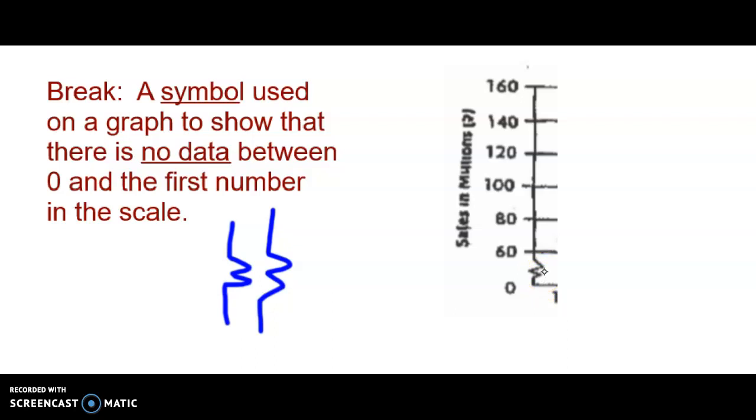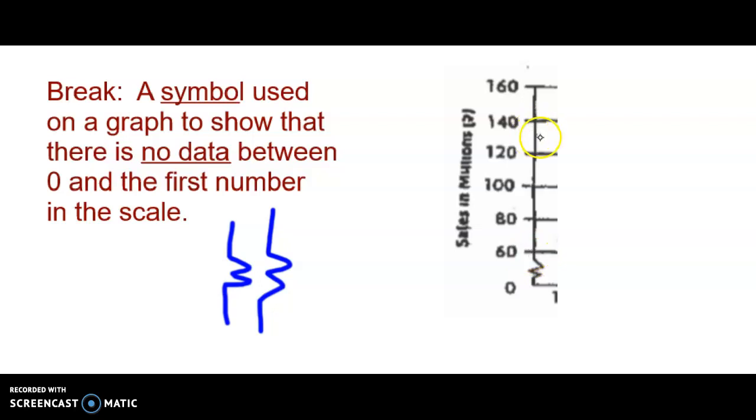We can't just skip from 0 to 60 and then go 60 to 80 because that would be an interval of 60 and then 20. Our interval always has to be consistent. So if it's not going to be consistent, we can do a break. Now, the important part about a break is you can only do it between 0 and your smallest piece of data.